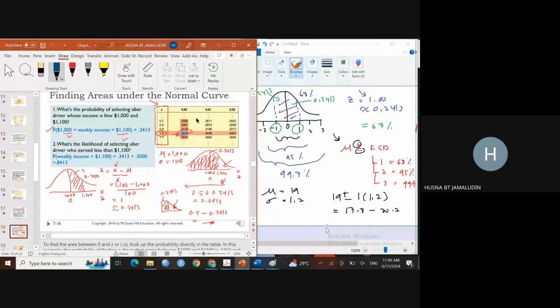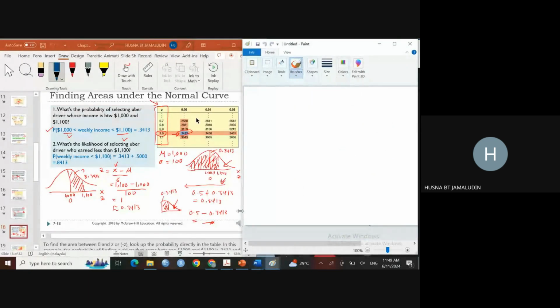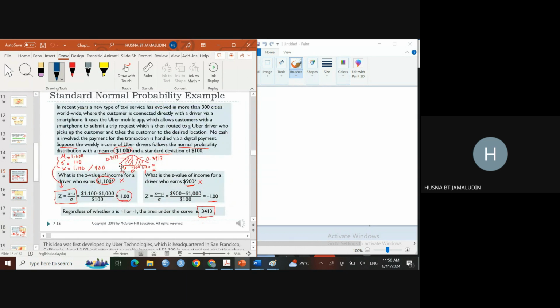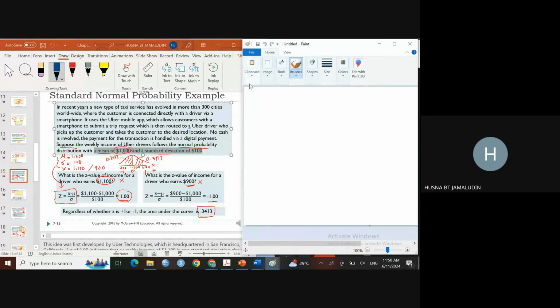Now, let's look at this question. Finding area under the normal curve. Basically, finding area under the normal curve is just asking you to find the probability. This question refers to the previous one. So what is the information given from the previous question? The mean is 1000, standard deviation is 100. Let me write it down. Mu equals 1000, and standard deviation equals 100.